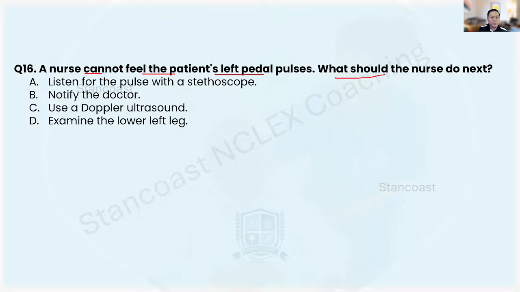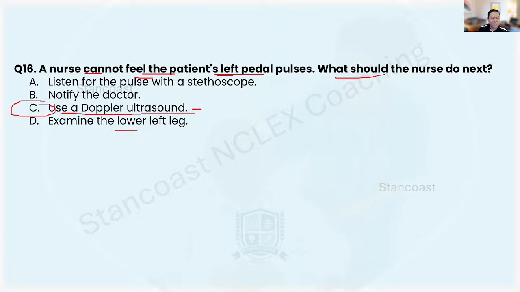So what would be your next step when you cannot feel, you cannot palpate the left pedal pulse? What would be your next step? Would you listen using a stethoscope? Would you notify the doctor? Or are you gonna elevate or examine the left lower leg? Or you're gonna do the Doppler ultrasound? The correct answer here, guys, is letter C.